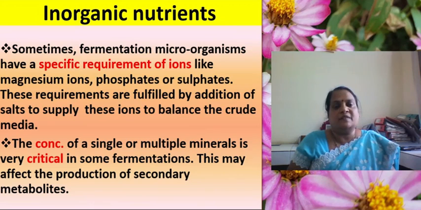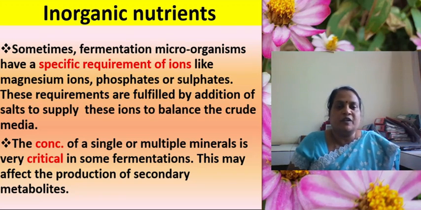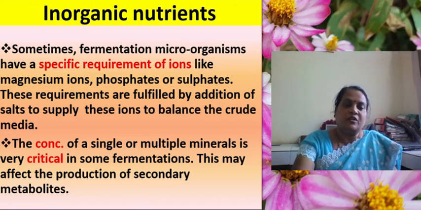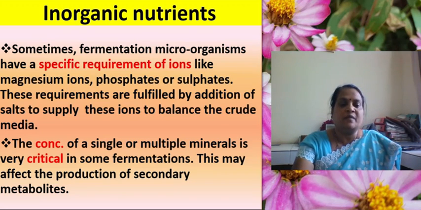Sometimes fermentation organisms have specific requirement of ions like magnesium ions, phosphates or sulfates. These requirements are fulfilled by addition of salts to supply these ions to balance the crude media. Sometimes during some fermentations we use organisms which have specific requirement. For example, they require magnesium ions, they require phosphates or sulfates. Then these are provided into the media in the form of inorganic salts. The concentration of single or multiple minerals is very critical in some fermentations. This may affect the production of secondary metabolites. Not only the type of inorganic nutrient, but the concentration of inorganic nutrient is also important in some fermentations.